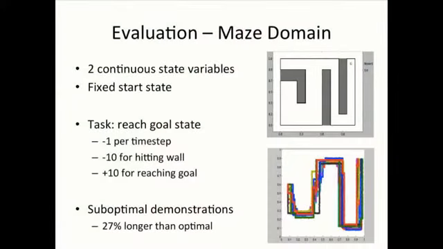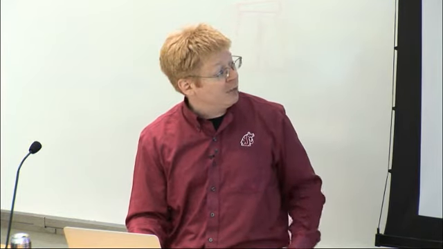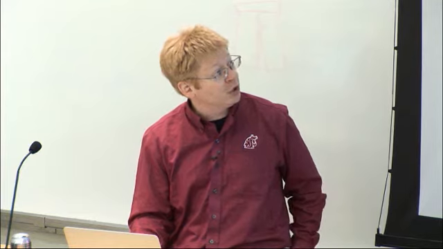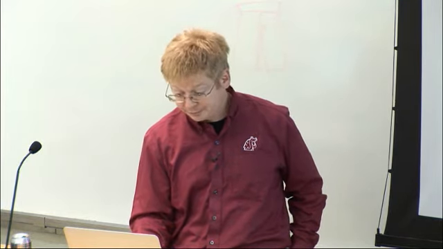So the first domain I want to talk about is this maze. We define our world in terms of two continuous state variables. We have a fixed start state. This is our toy domain where we can run experiments really quickly. There is a -1 on every time step, so this encourages you to get to the goal quickly. There is a penalty for hitting walls, and there is a reward for reaching the goal. So you start around here, and you're going to want to get to the goal state quickly.